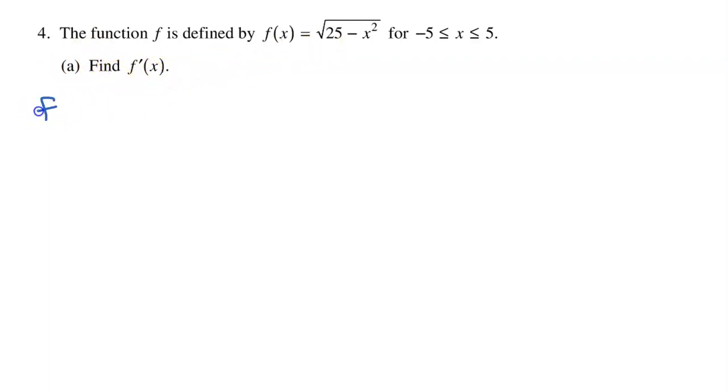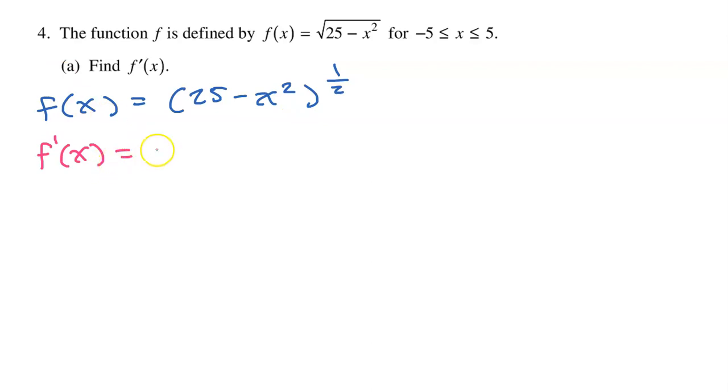Well, let me start by rewriting this slightly as 25 minus x squared to the 1/2 power. We will find f prime using the chain rule. First, the outer function, the power rule, tells us we will have 1/2 in the front, and subtracting 1 from the exponent gives us -1/2. On the inside, we still have 25 minus x squared, but because we have a function inside of here, we will multiply by the derivative of that function. The derivative of 25 minus x squared is -2x.